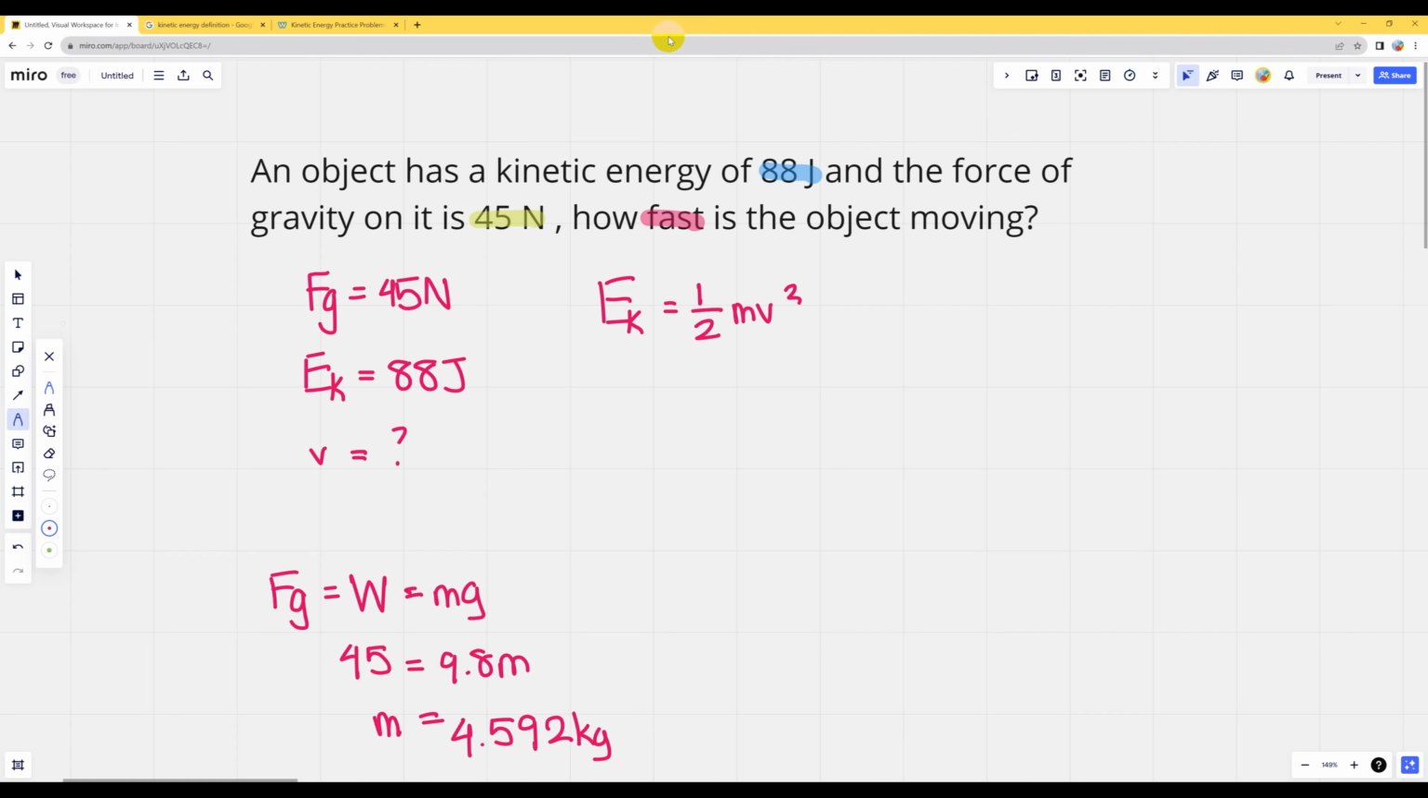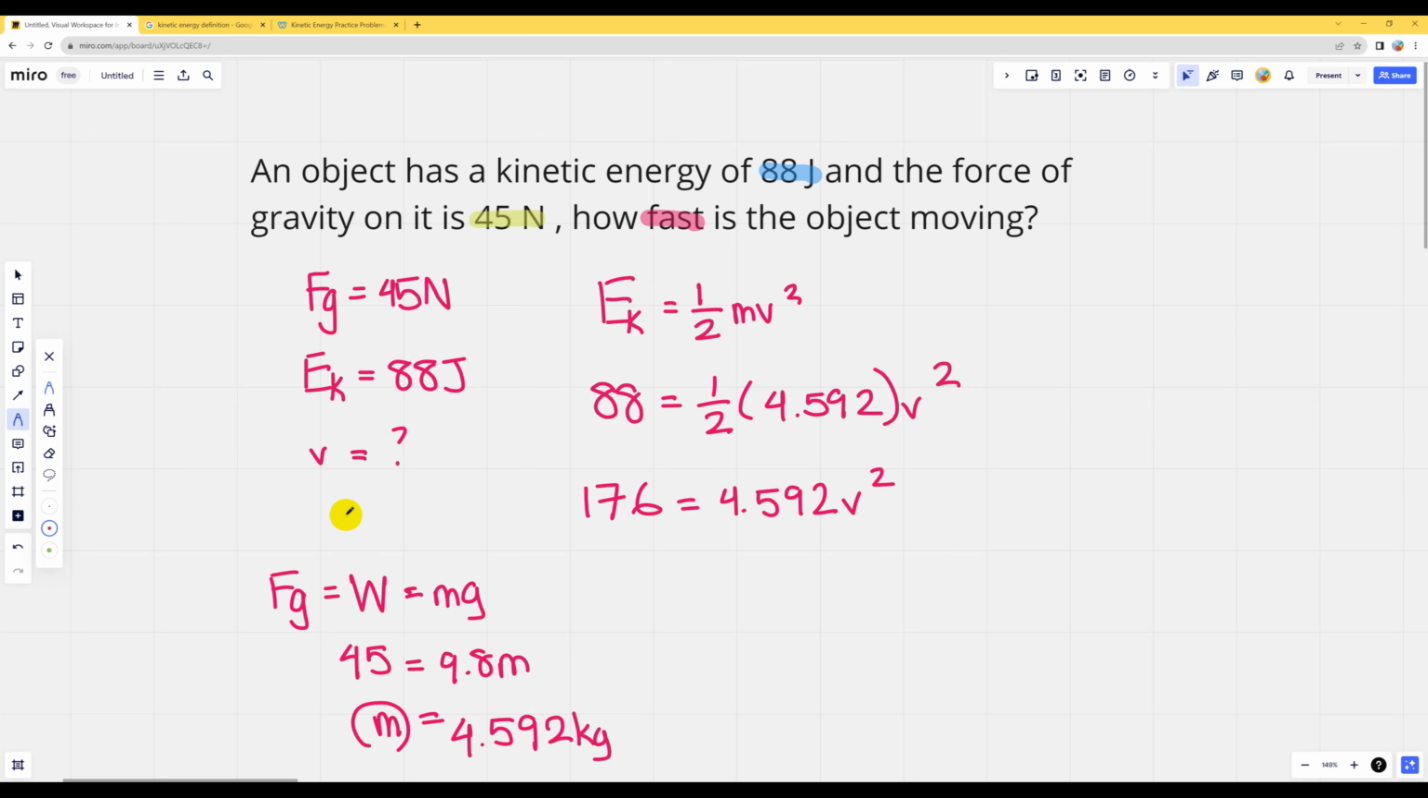Now we have the mass of the object, which means we have enough information to solve for our velocity. So 88 joules is your Ek, equal to 1/2 times 4.592 times v squared. Then we're going to multiply both sides by 2, so that will give us 176 is equal to 4.592 v squared. Divide both sides of the equation by the mass, and we get v squared is equal to 38.32. Finally, we're going to square root both sides to isolate v, and we get the final answer of v is equal to 6.19 meters per second.